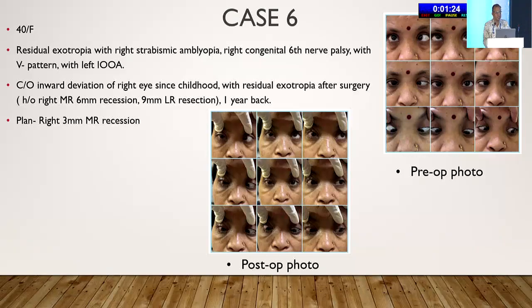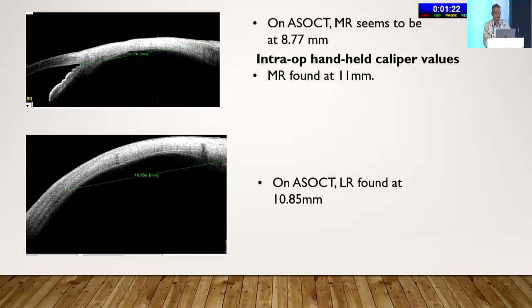This is another case. In ASOCT, it was around 8.7 mm. With caliper, it was around 11 mm. And ASOCT lateral rectus was found at 10.8 mm, and with caliper also it was the same.